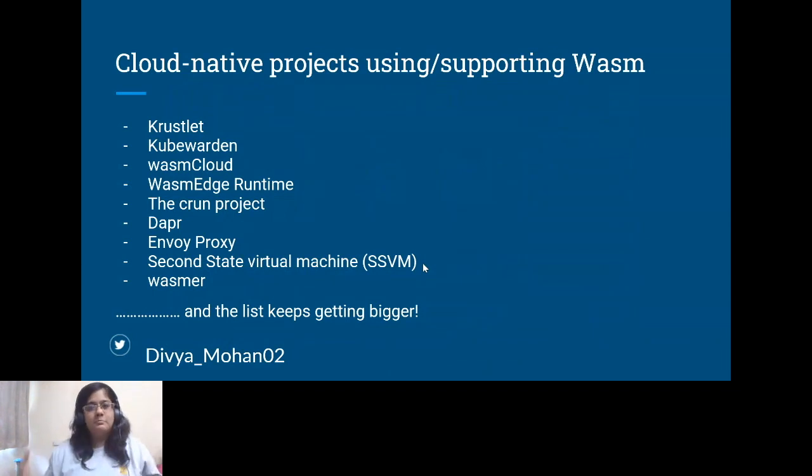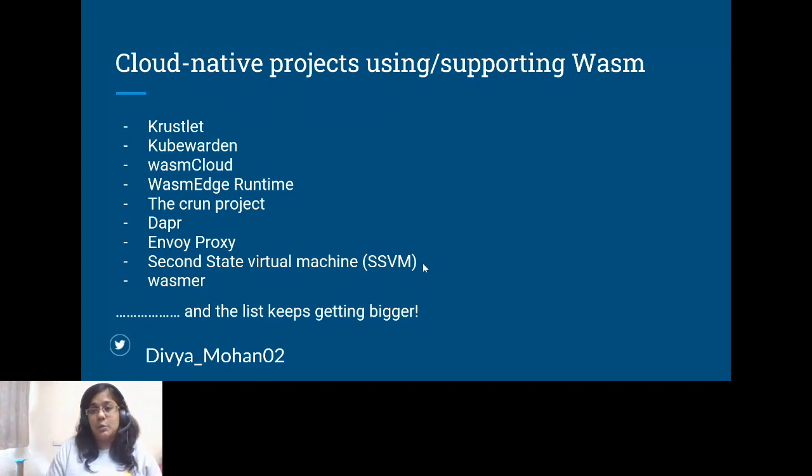And finally, the whole purpose of this presentation: we have seen what WebAssembly applications are and what WebAssembly is, and it brings us to this: which cloud native projects are currently using or supporting WASM? This is again not an exhaustive list, because cloud native projects using or supporting WASM are pretty numerous, and it's like keeping track of an ever expanding landscape.